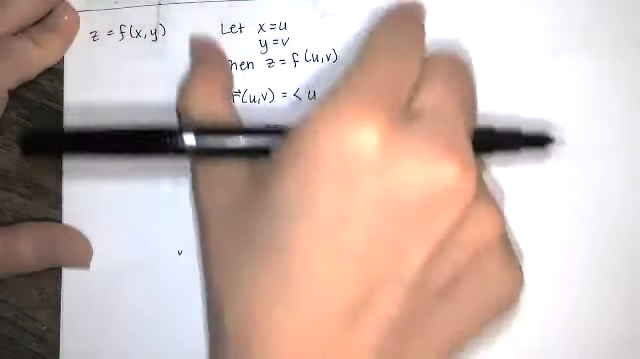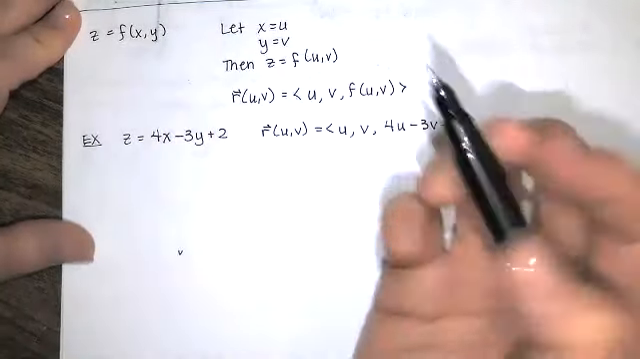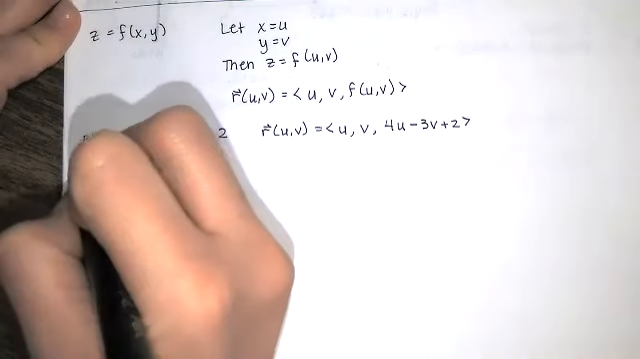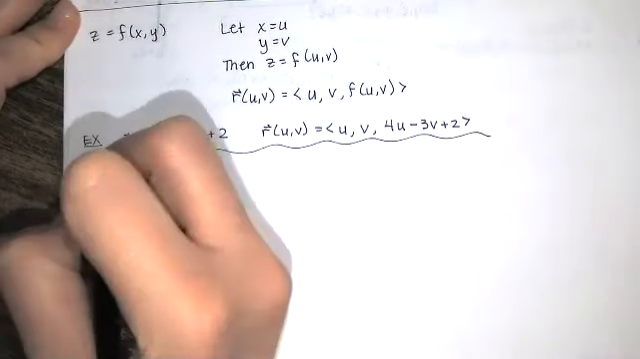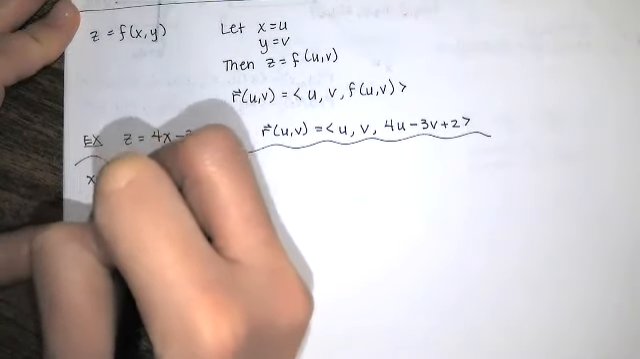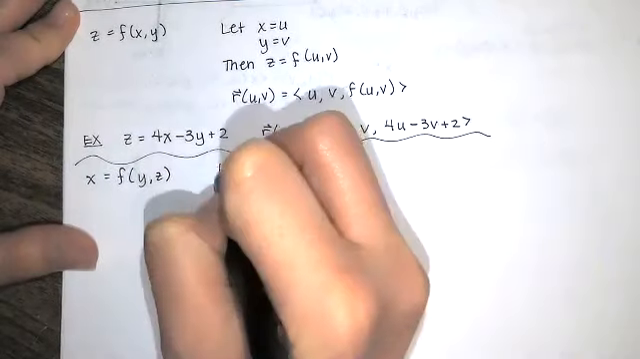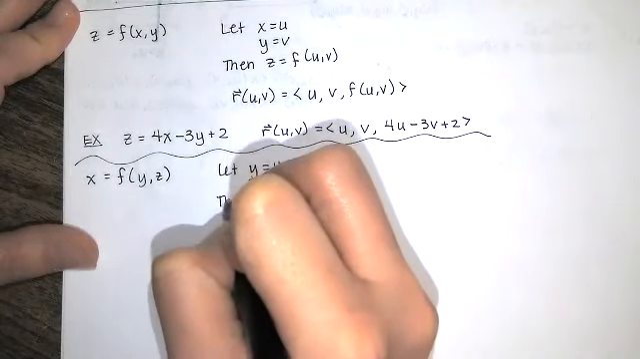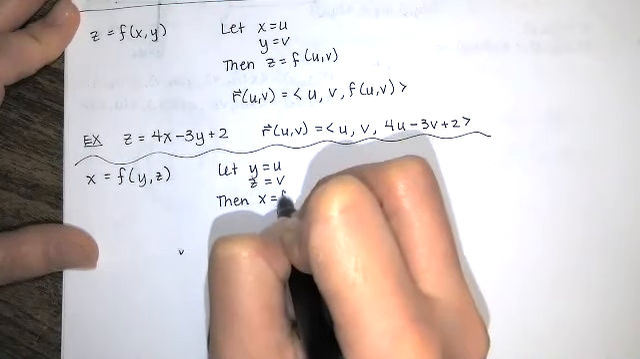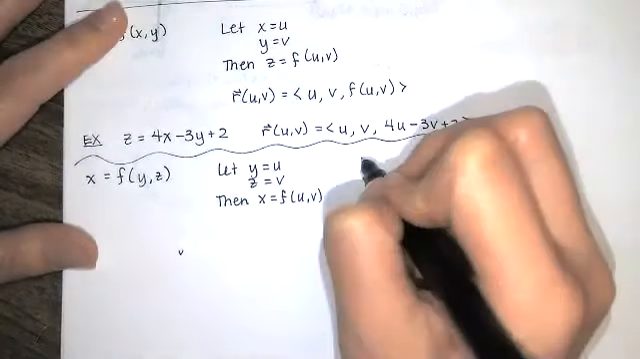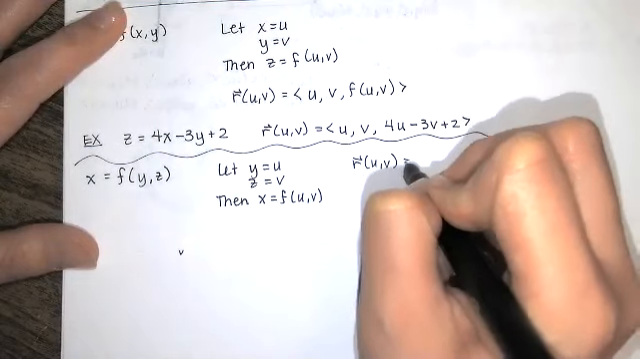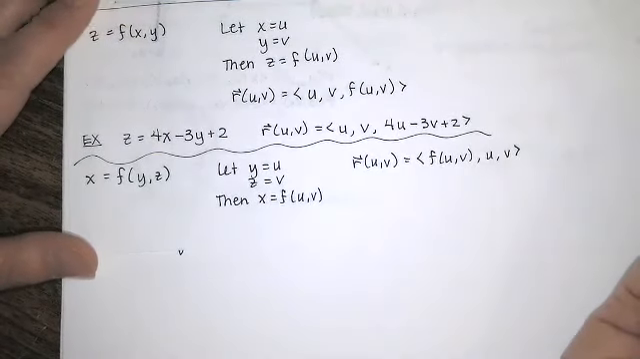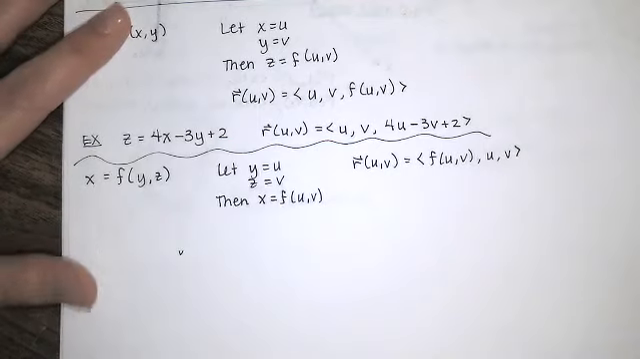Now we could generalize this idea. Z doesn't have to be a function of 2 variables. It could just as easily be x as a function of 2 variables. So if x is a function of y and z, then you can let y equal u and let z equal v. Then x will be f of u and v. So you get this. I mean, it's pretty simple.